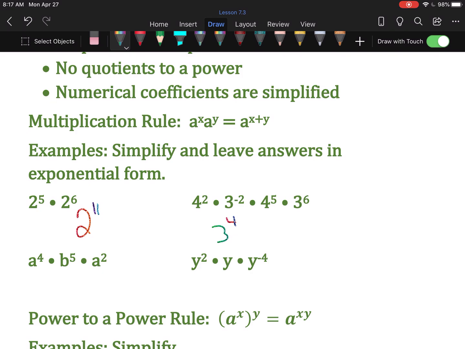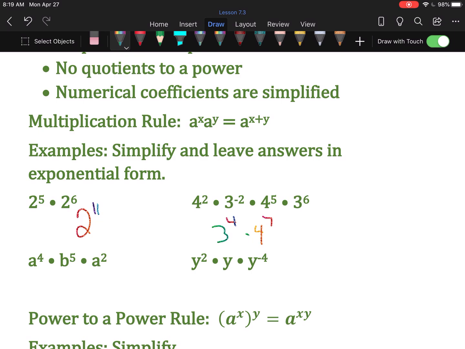Looking at my 4's now, I have a 4 to the 2nd power and a 4 to the 5th power. When I put those together, 2 plus 5 is 7. And it is multiplication between these. There's no addition, no subtraction going on. This is multiplication. So 3 to the 4th times 4 to the 7th.